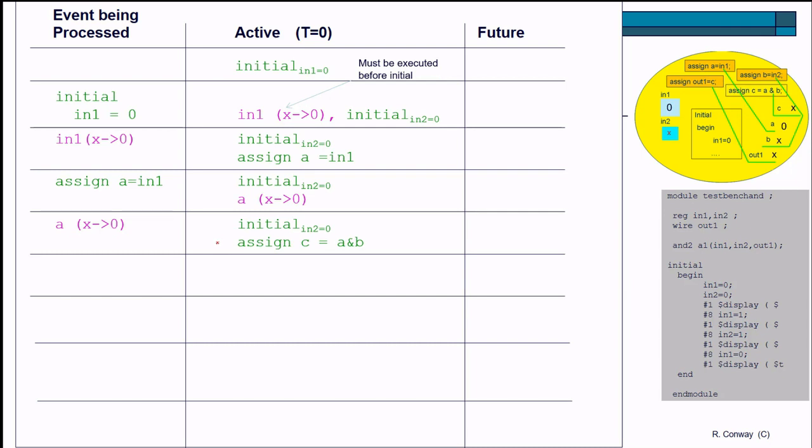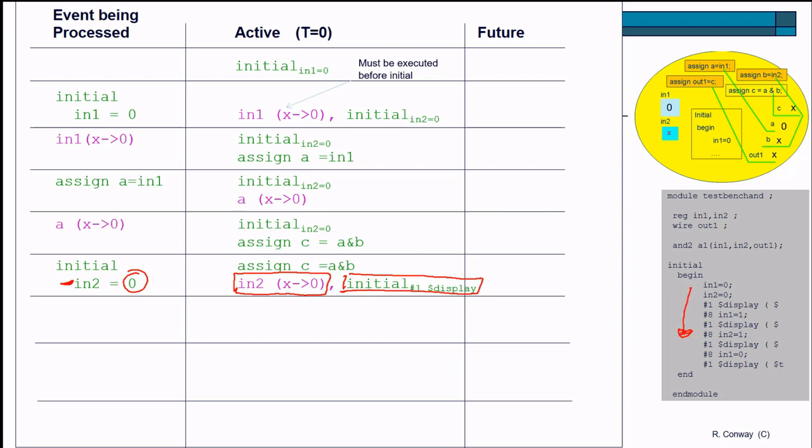Let's go with the initial. So we continue executing the initial at N2 is equal to 0. This expression evaluates to 0, and it produces an update event for N2. So this is a new event that's added to the active event queue, and this must happen before we proceed with the initial construct. Again, for the reason that the statements inside the initial must complete in order.